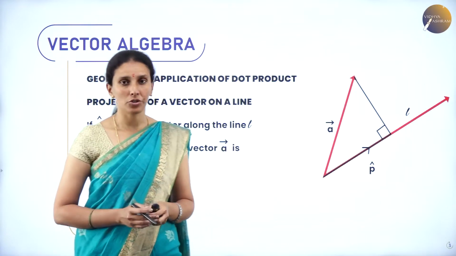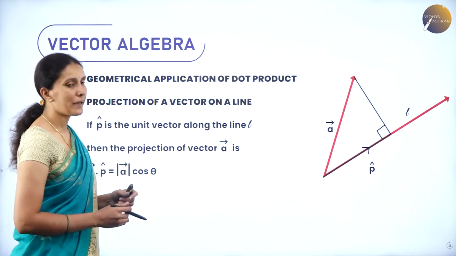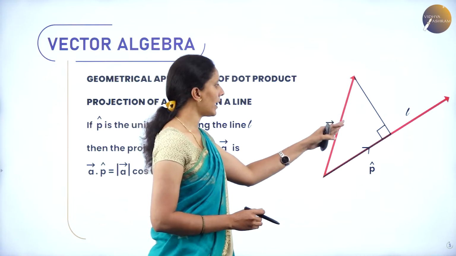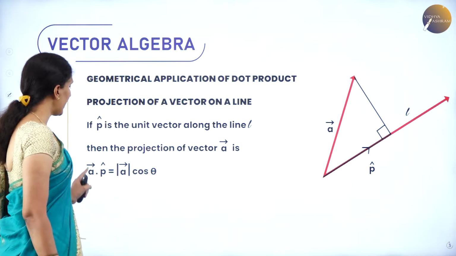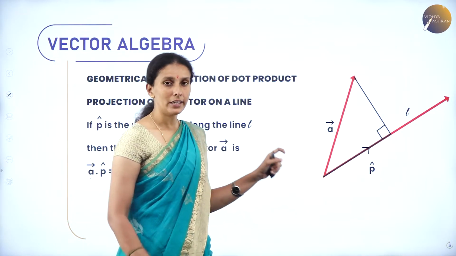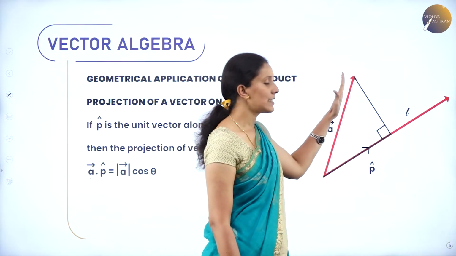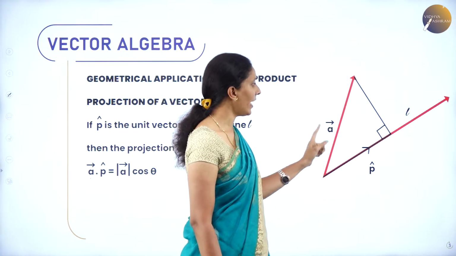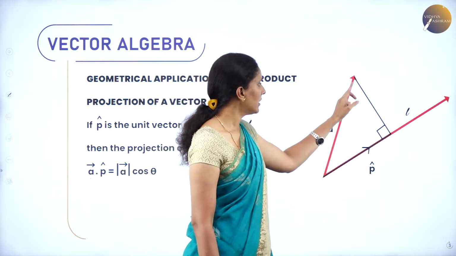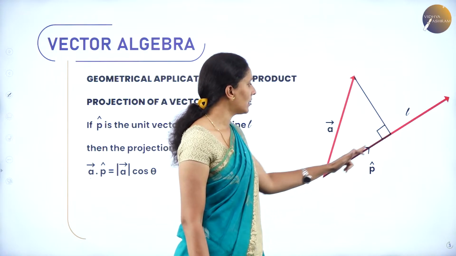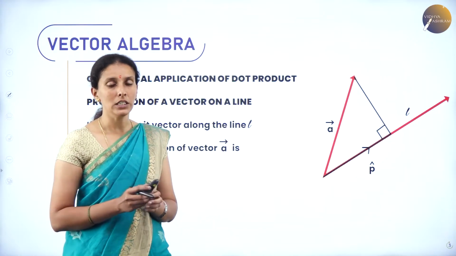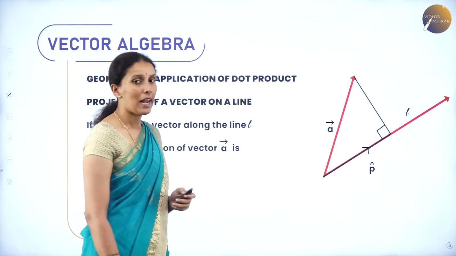Now what is this projection of a vector? So if P is the unit vector along the line L, then the projection of vector A is given by vector A dot P cap is equal to magnitude of vector A cos theta. So how are you going to get it, and what do you mean by projection? A projection is nothing but the shadow of the vector A on the line L, and vector P is the unit vector. So here this distance and the shaded line, which is the black color, represents the shadow of the vector A on the line L here.